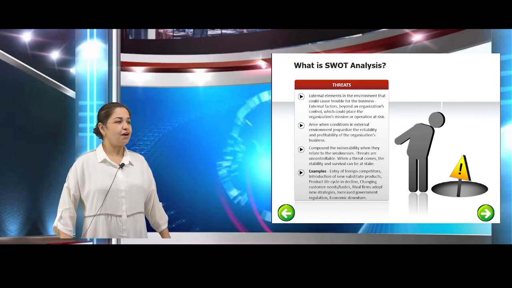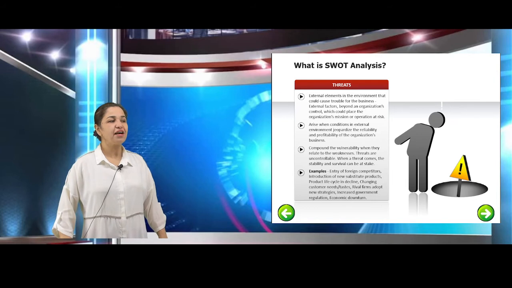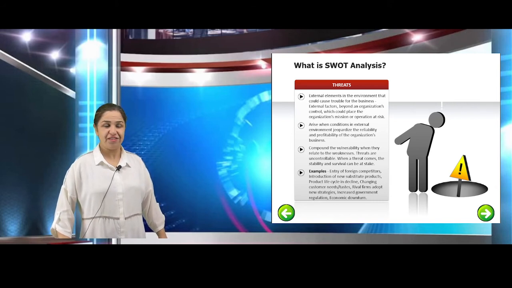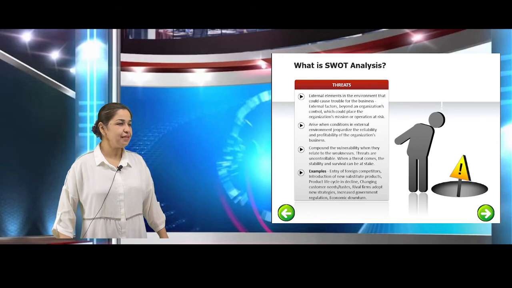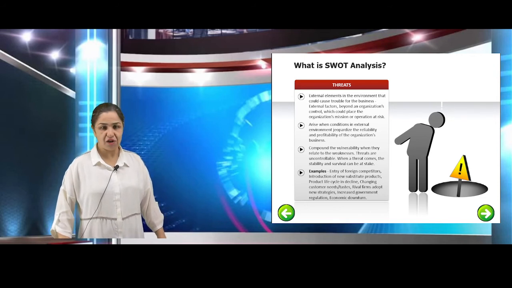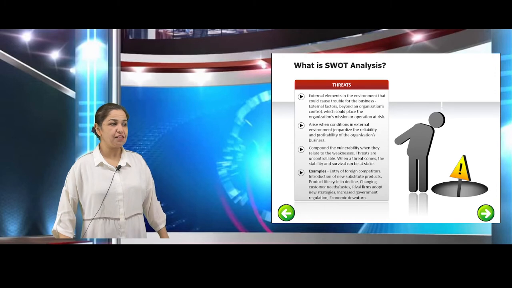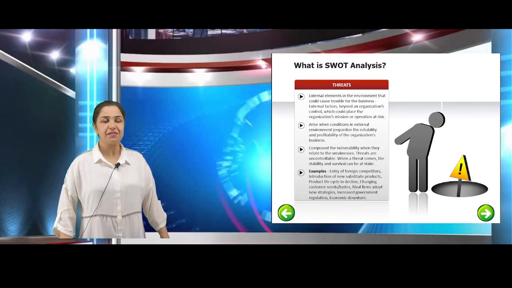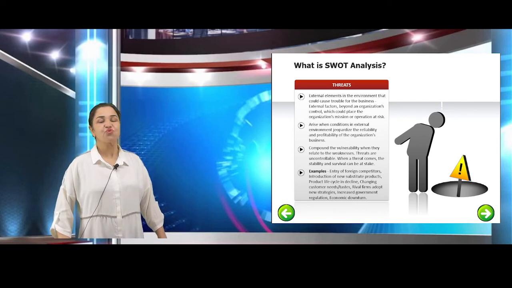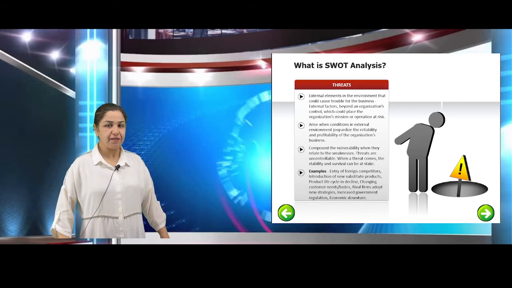Threats are always the external elements in the environment that could cause trouble for the business. External factors are beyond an organization's control, and could place the organization's mission or operation at risk. They arise when conditions in the external environment jeopardize the reliability and profitability of the organization's business. They compound the vulnerability when they relate to the weaknesses. Threats are uncontrollable. When a threat comes, stability and survival can be at stake. So the business manager or the employer always needs to take into account what the threats are, to improve the business.